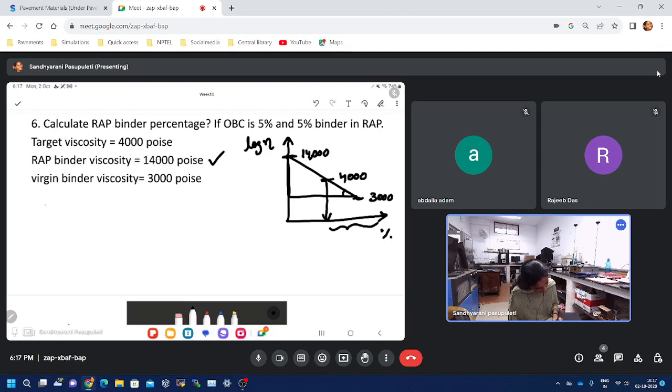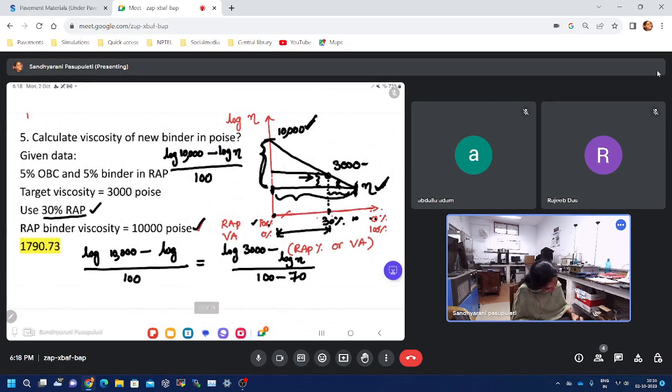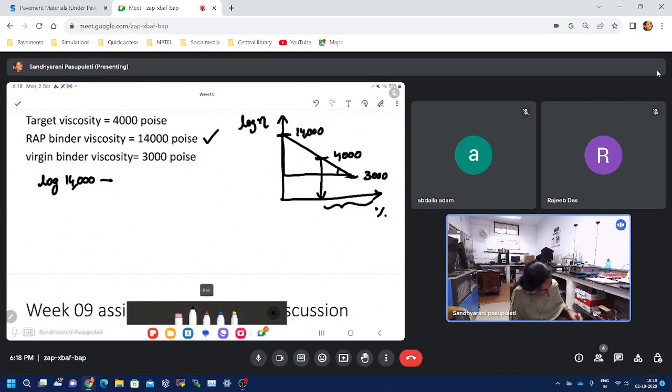So let us write this: log of 14,000 minus log of 3,000, divided by 100, equal to log of 4,000 minus log of 3,000.